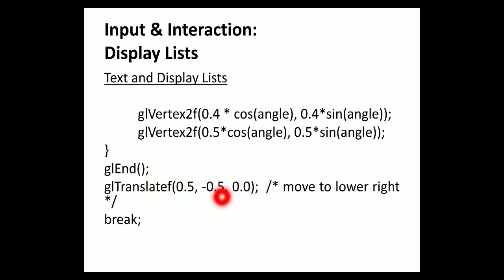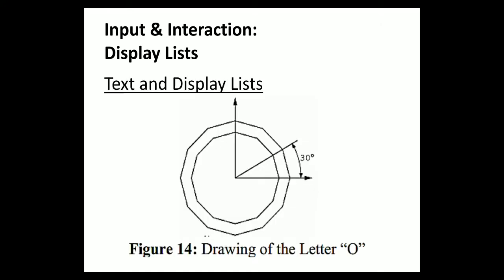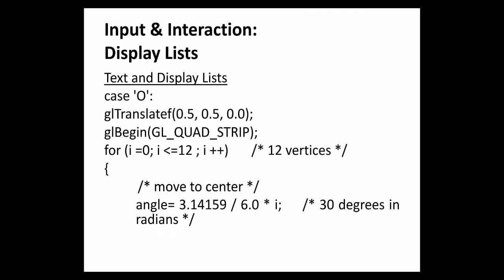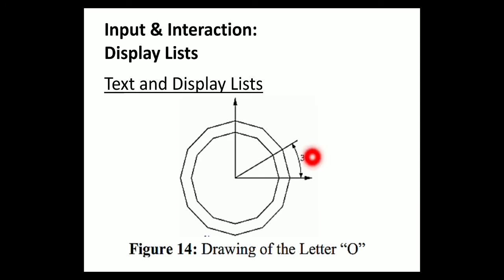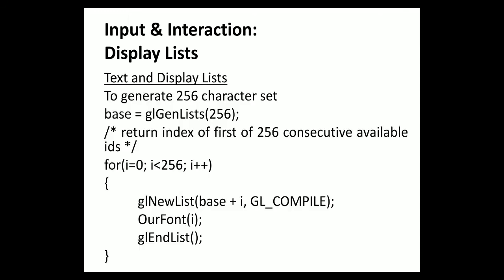So here the O letter is drawn in this way. From the first point till the last point generated, we have totally 12 points connected to each other with the help of the quad strip logic. In turn, the O letter looks like this. As soon as you see this, you can easily understand that we have approximated this with the help of line segments, and this looks like an outlined O character. In the same way we can generate character sets.